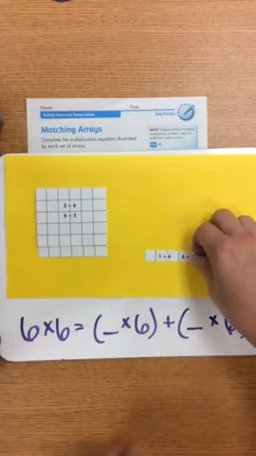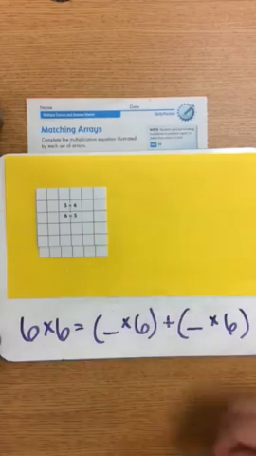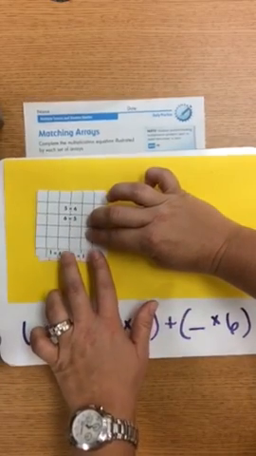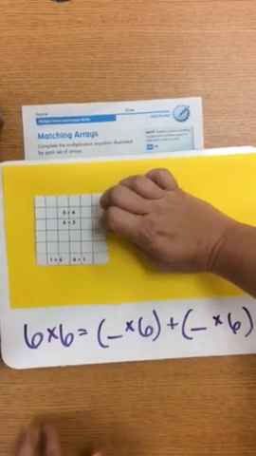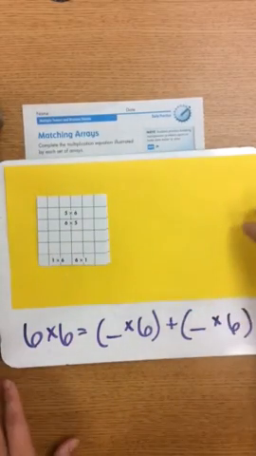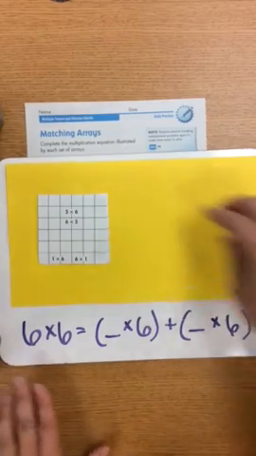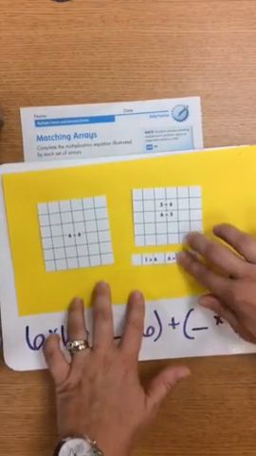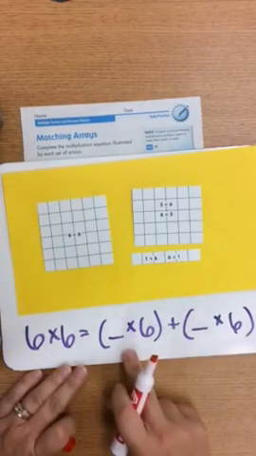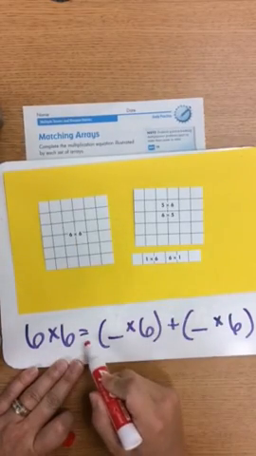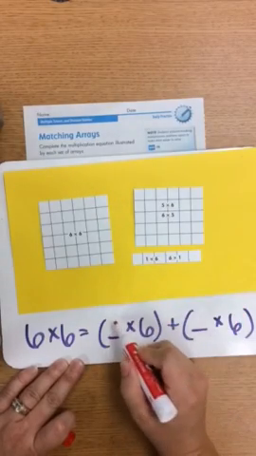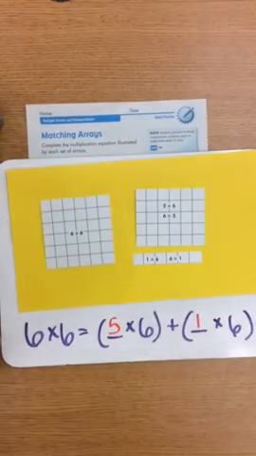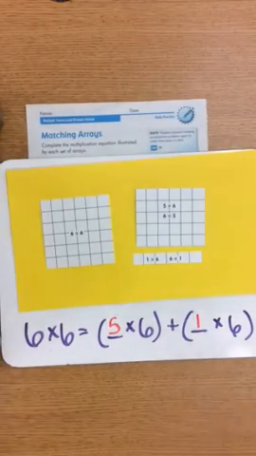So if you see here, I can actually put the 5 times 6 on top of my 6 times 6. And then again, my 1 times 6 at the bottom here. And they perfectly cover up my 6 times 6, showing me that 5 times 6 plus 1 times 6 is in fact the same thing as just saying 6 times 6 to begin with. So if I was going to complete my equation, it would say 6 times 6 equals 5 times 6 plus 1 times 6.